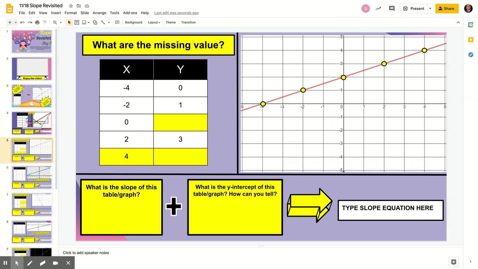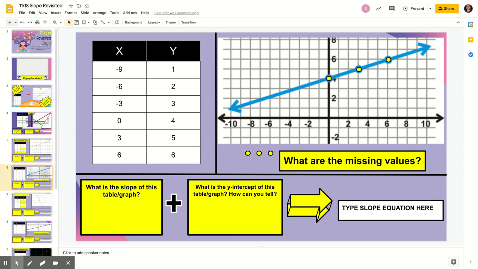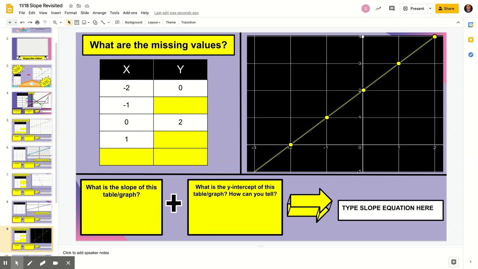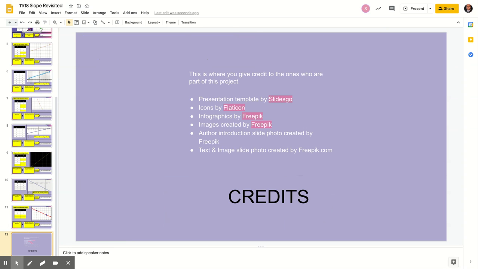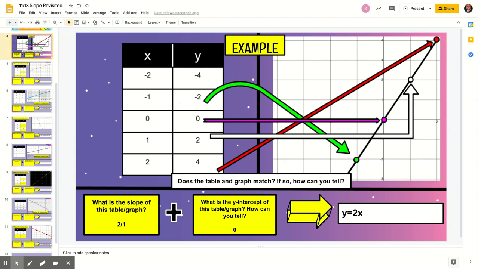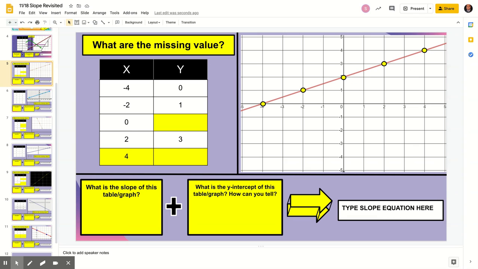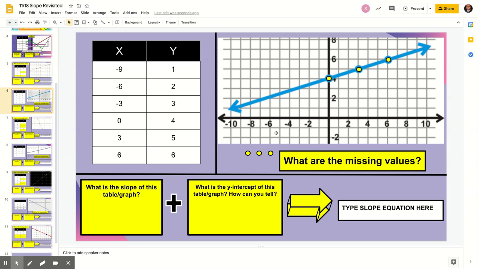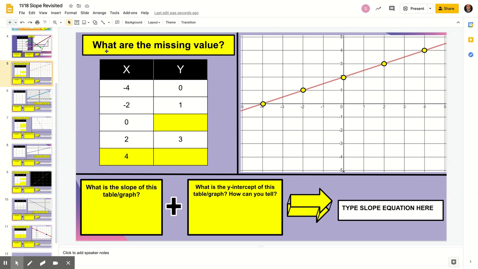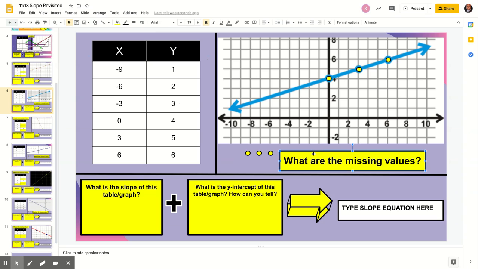You all are responsible for doing the exact same thing on slides 5, 6, 7, 8, 9, 10, and 11. Okay? Notice that on certain ones, you'll have to fill out the missing table, but on others, you'll have to fill out the missing values on the graph. You can kind of tell by where the question is. If it's with the table, then you need to fill out the points on the table. If the question is with the graph, then you need to fill out the points with the graph. Okay?